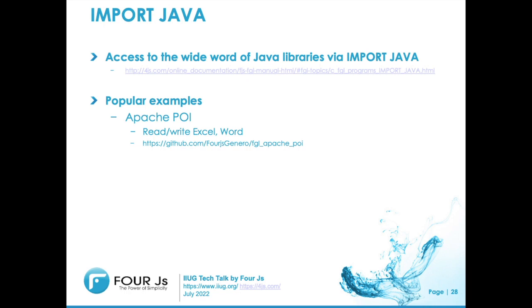What is more popular is using import Java to import Java libraries. One of the more popular is using the Apache POI libraries to read and write Excel and Word files. So just as a Java developer would use these libraries to create and interact with Word and Excel, so can a Genero developer. Rule of thumb, as long as there's no GUI in the Java library, anything a Java developer can do, a Genero developer can probably do as well.